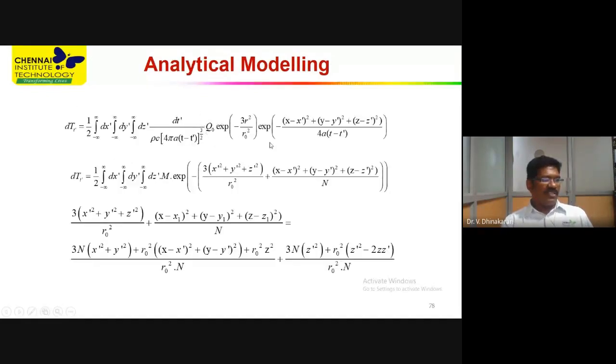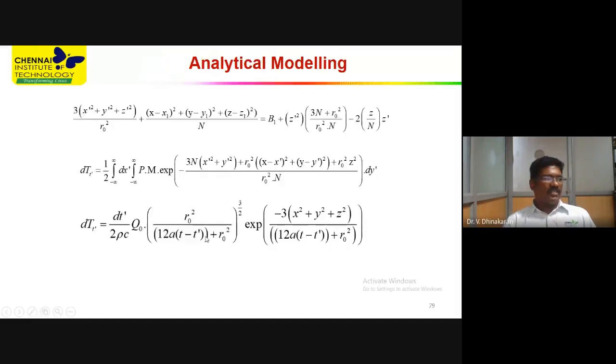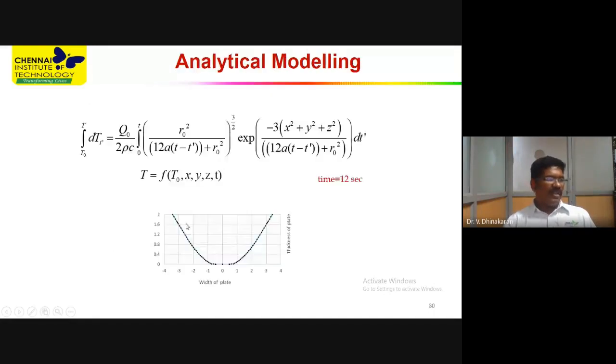See, this Q naught is the parameter, or the equation has to be substituted from Dinagar's model. And we have substituted it, and the triple integral, and an equation has been arrived at. This equation has been solved by using MATLAB, and the temperature has been arrived at. The temperature distribution has been found.